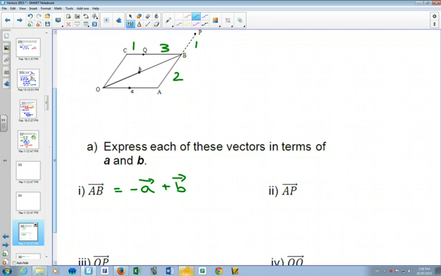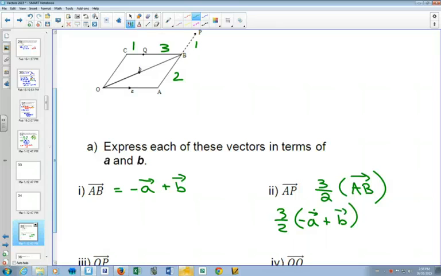For A to P, if we know this is the fraction, does that make sense? You're going A to B 1.5 times, or 3 halves. So then you would have 3 halves negative A plus B, or negative 3 halves A plus 3 halves B.